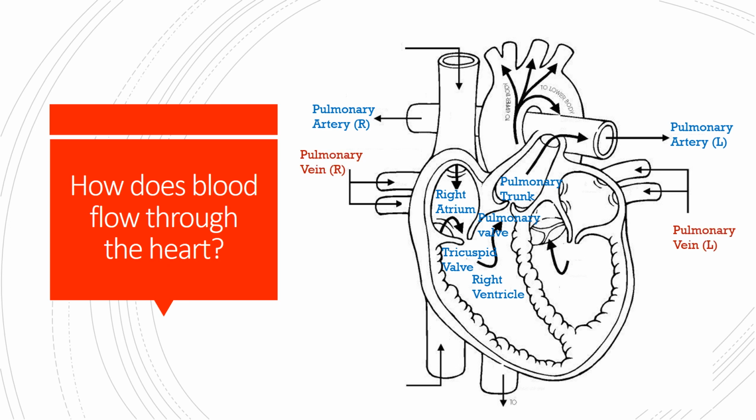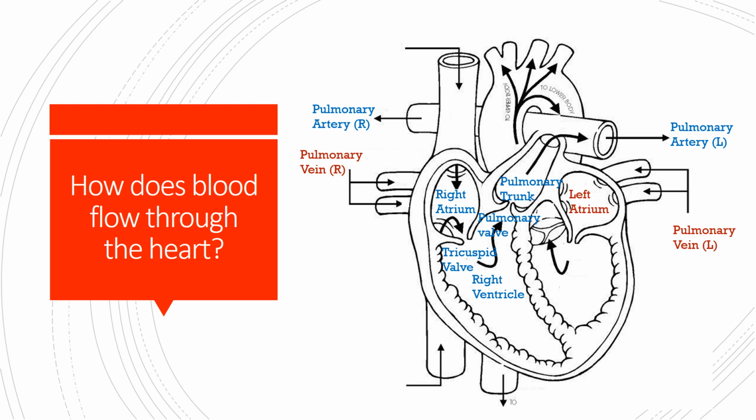So the pulmonary vein on both the left and the right will bring it back to the heart. And specifically, where in the heart does this oxygenated blood go? It goes to the left side of the heart, to the top chamber on the left, so that's your left atrium. And from there, it's going to have to go through a valve to get into the bottom chamber.